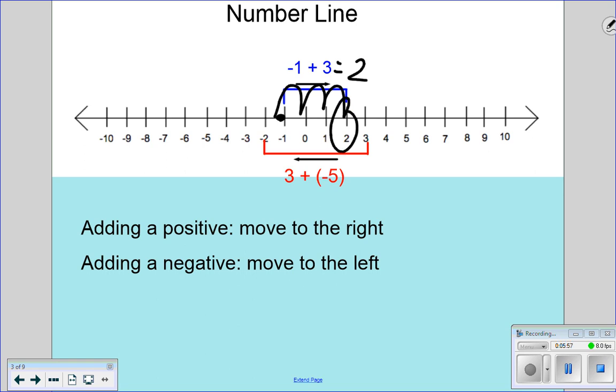Okay, so if you want to use the number line, that's fine. To me, it's kind of hard because you don't always have access to a number line. So that's up to you. Any questions so far? Okay.